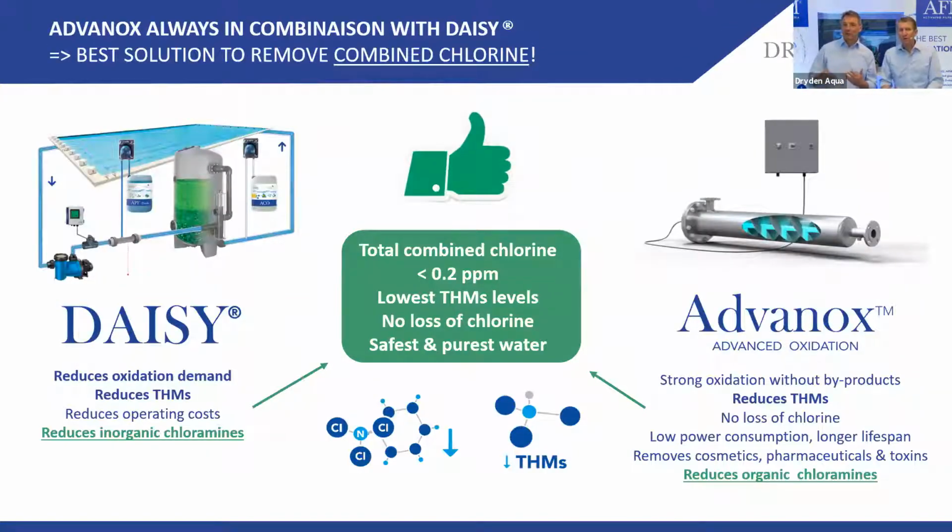Okay. So why a DAISY again? You need to have a DAISY in order to reduce your inorganic chloramines. And now you're adding Advanox to reduce your organic chloramines, and this combined will give your total combined chlorine reading below 0.2. And there is nothing better, I know, at the moment on the market.